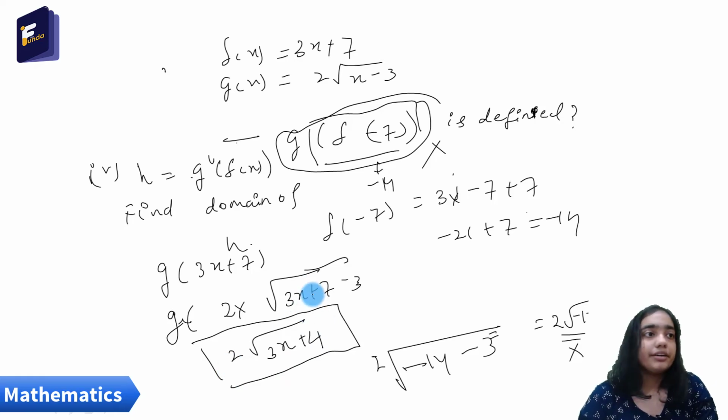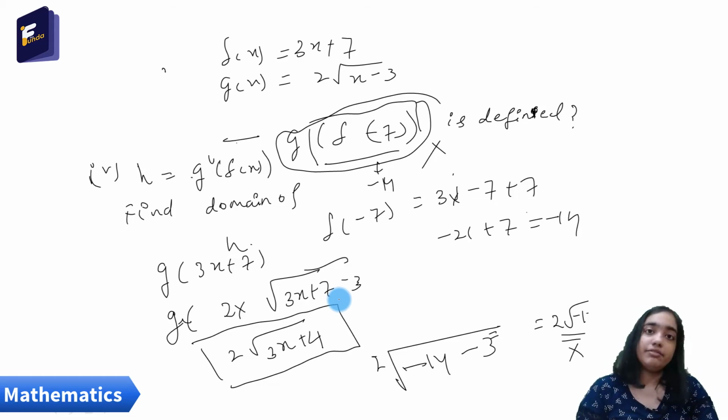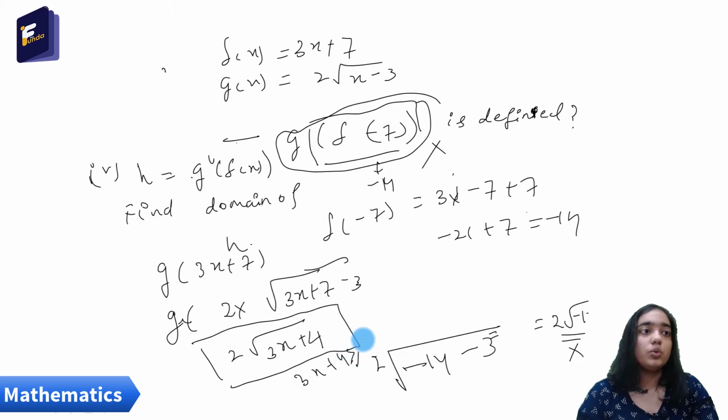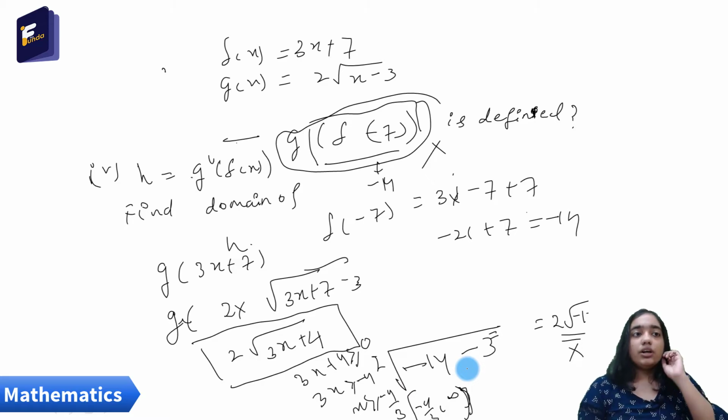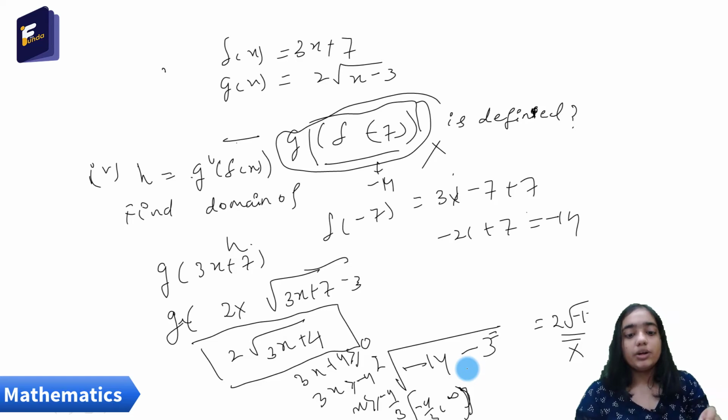So how can we find it? We know that we cannot find the square root of a negative number. So 3x plus 7 must be greater than or equal to 0. It must be positive or 0. So 3x is greater than or equal to minus 4, and x is greater than or equal to minus 4 by 3. So it can be written as minus 4 by 3 to infinity, with a square bracket at the start and a square bracket at the end. So the domain of h is minus 4 by 3 to infinity.